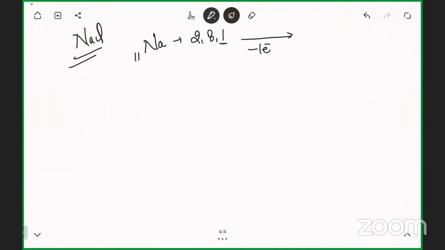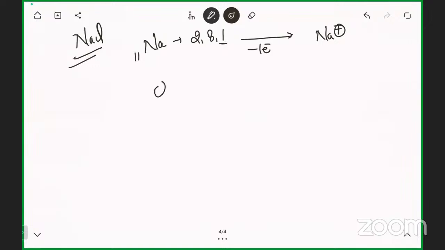For example, I'm talking about NaCl. Just a basic example. I'm talking about sodium. What is the atomic number of sodium? That is 11. Configuration 2, 8, 1. So it has one extra electron in its outermost shell. If it donates one electron from the outermost shell, it will become Na+. This is a cation.